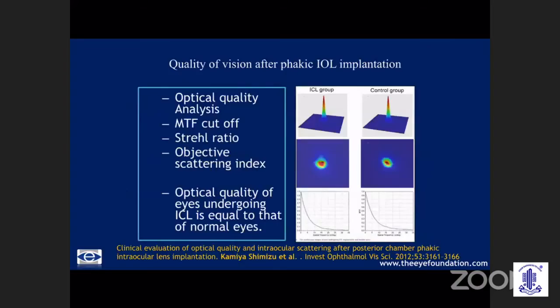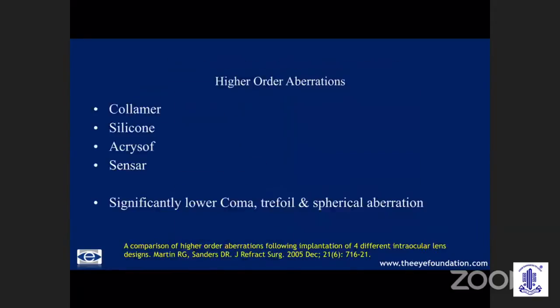The quality of vision, as measured by the MTF, the Strehl ratio, and the OSI, has shown that the quality of eyes undergoing this phakic IOL implant is the same as that of a normal eye. The higher order aberrations again are significantly lower as compared to other implants, including silicone, Acrysoft, and the Sensar lenses.